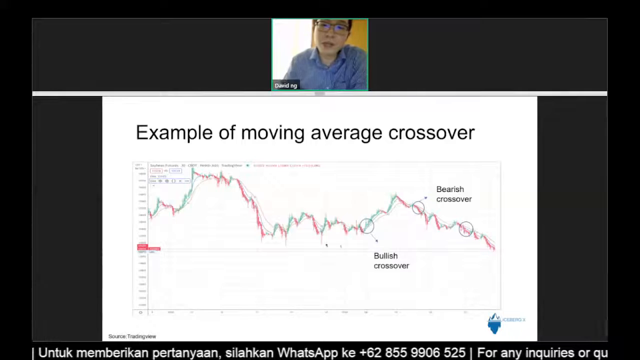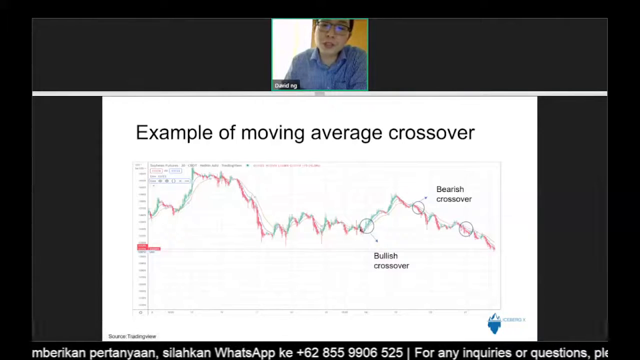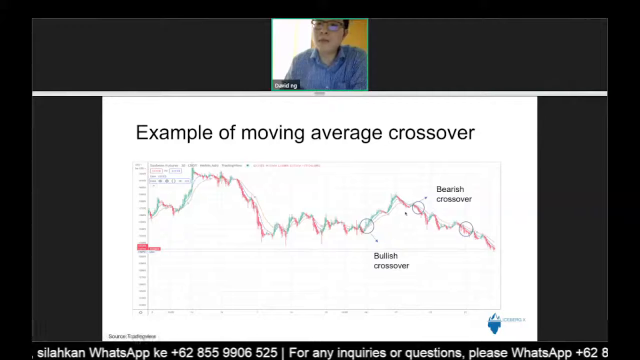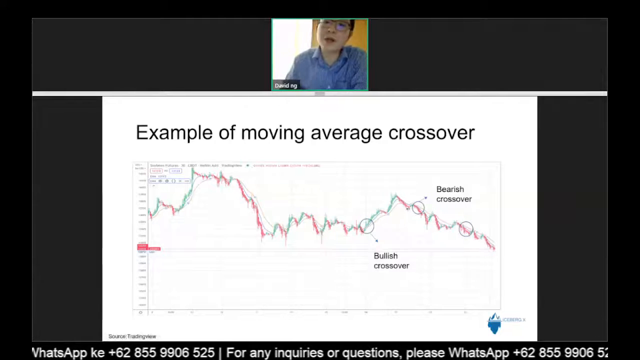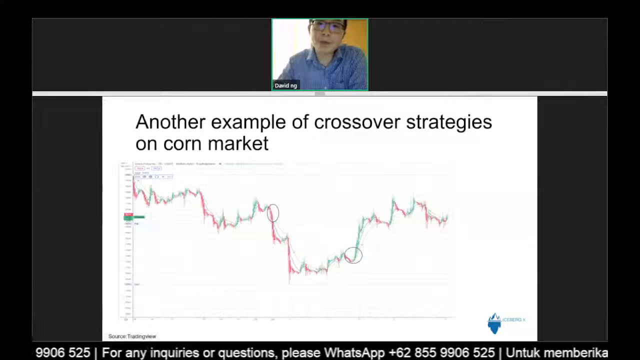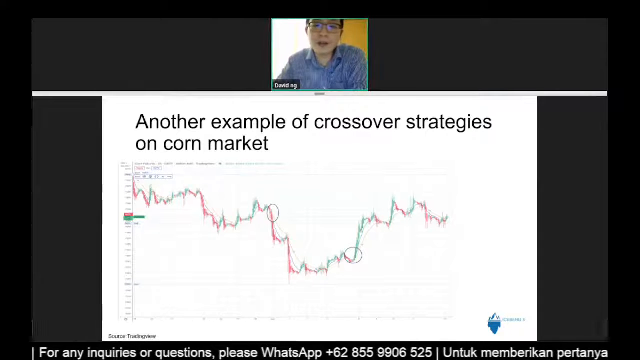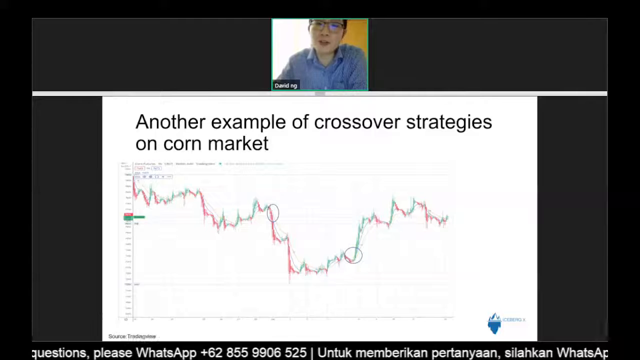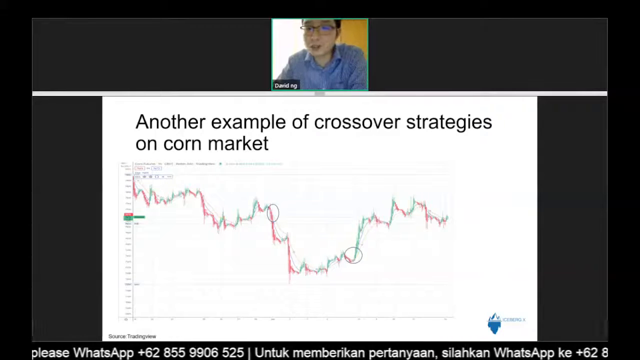If you look at moving average crossovers, bullish crossovers are shown by the shorter term crossing above the longer term. Bearish is the other way around, where the shorter term crosses below the longer term. Again, these are all simple strategies that you can use with moving average crossovers, the shorter term crossing the longer term.